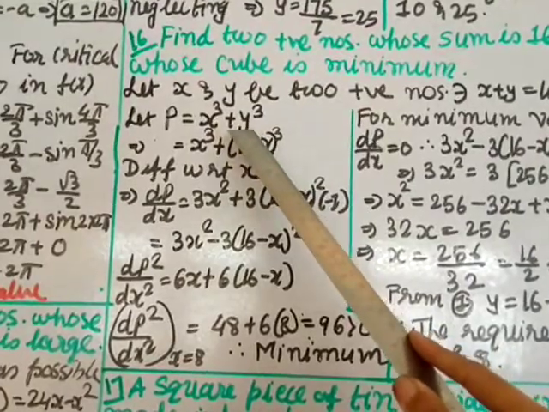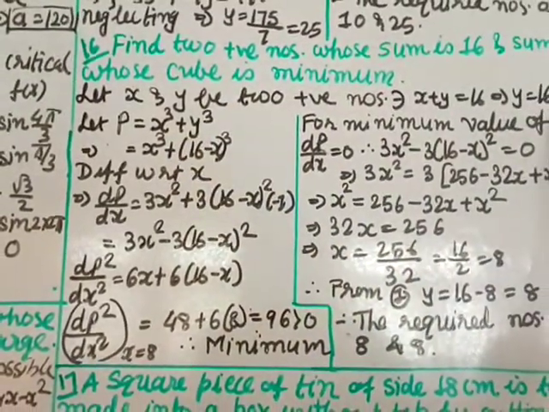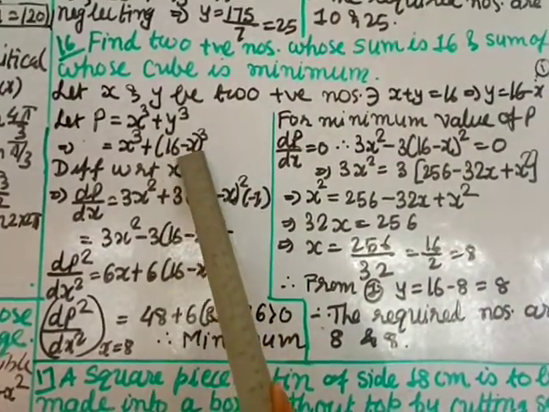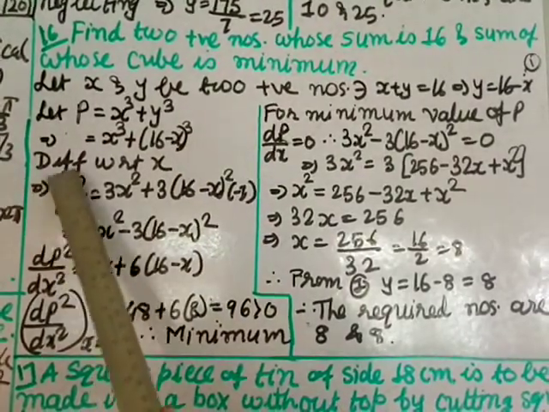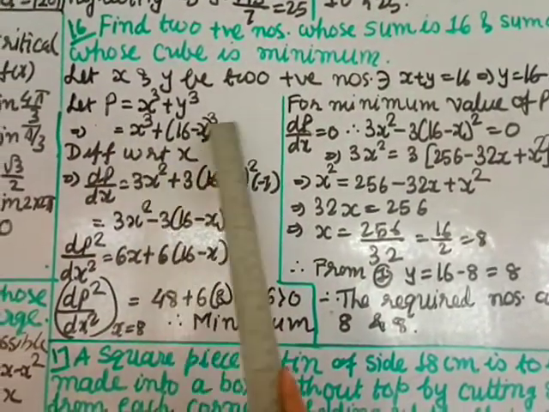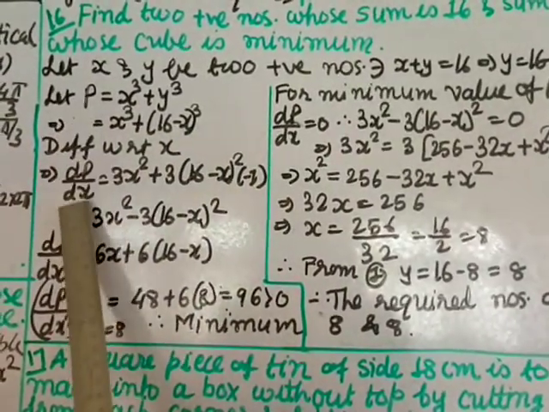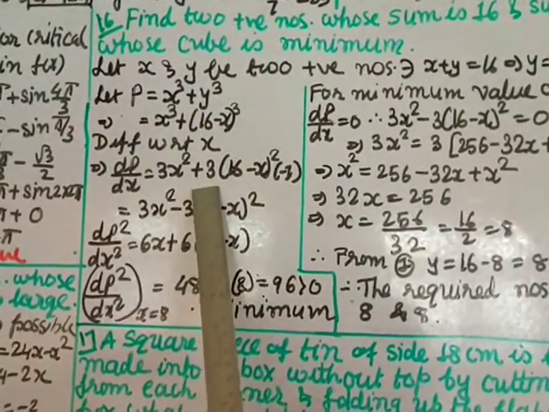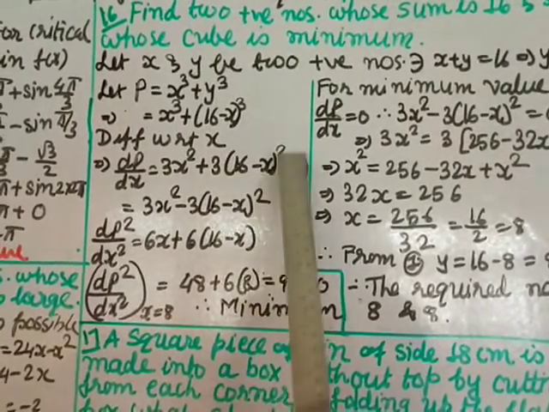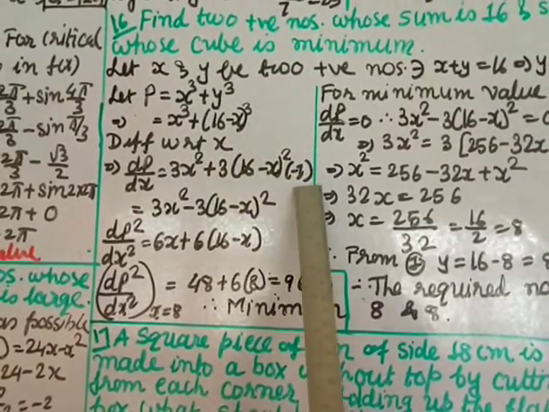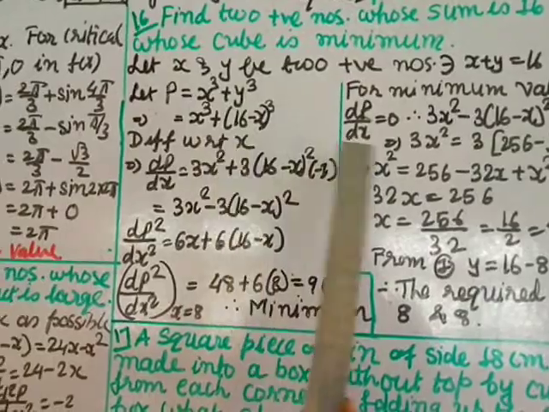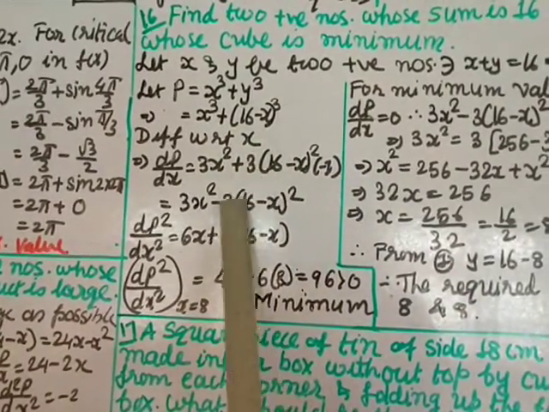So I'll put y equal to, from equation 1, 16 minus x. So I put here (16 minus x) whole cube. Differentiate with respect to x. This has to be in one variable. So now it is in one variable, so I can differentiate this. So dp by dx is equal to x cube is 3x square plus 3 (16 minus x) whole square, and minus x has to be done, that is minus 1. Okay, now here this minus I'll simplify and bring here.